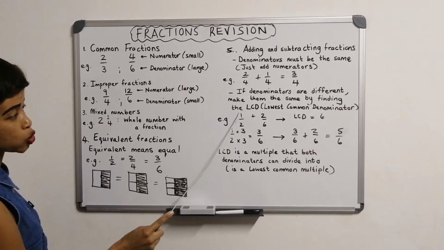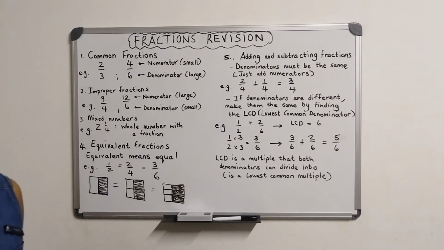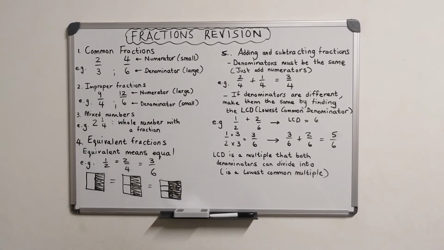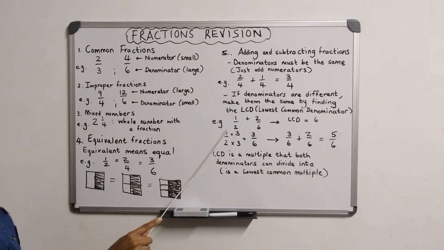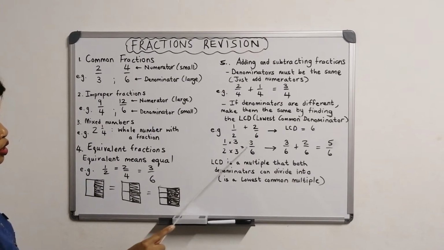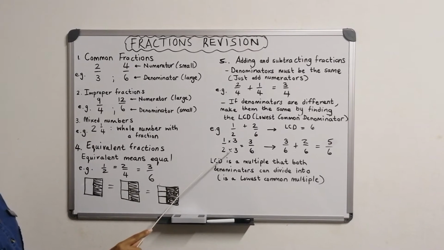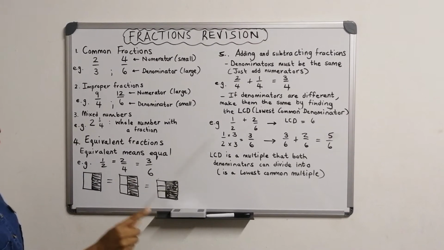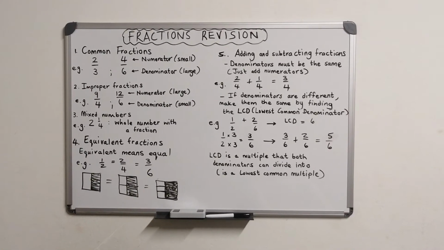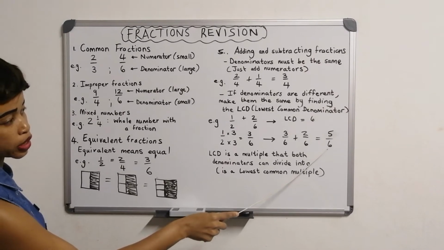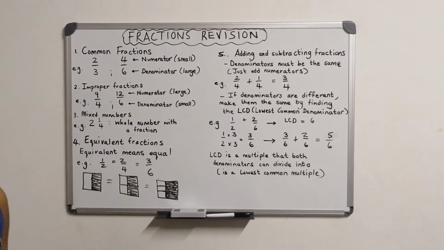Now, I need to change 1 over 2 and make it a fraction that has a denominator of 6. So what do I do? I multiply the numerator and denominator by 3. So 1 times 3 is equal to 3. 2 times 3 is equal to 6. Now 1 over 2 becomes 3 over 6. Now I can add my fractions. 3 over 6 plus 2 over 6 gives me an answer of 5 over 6.